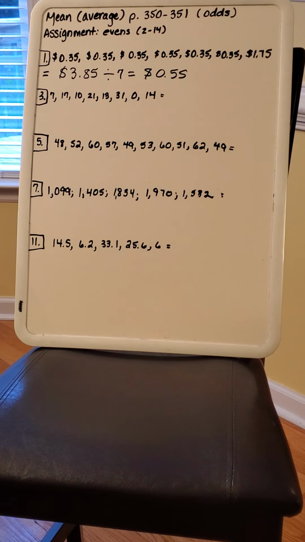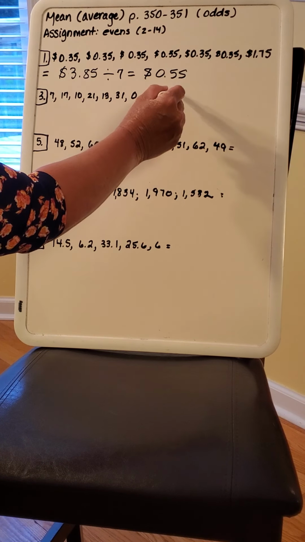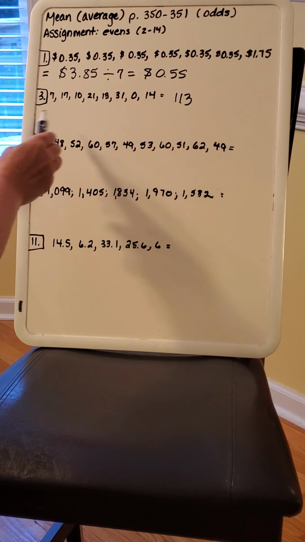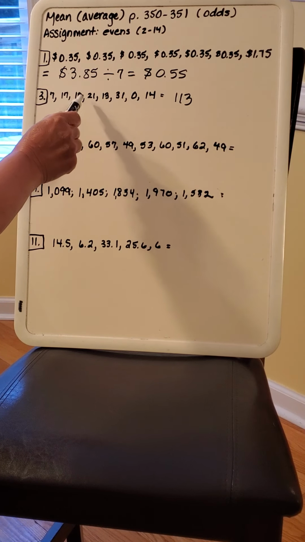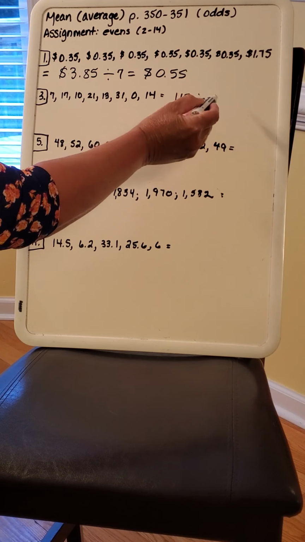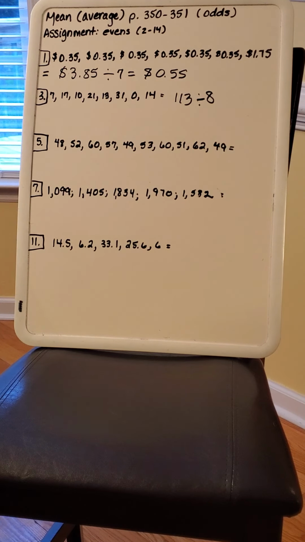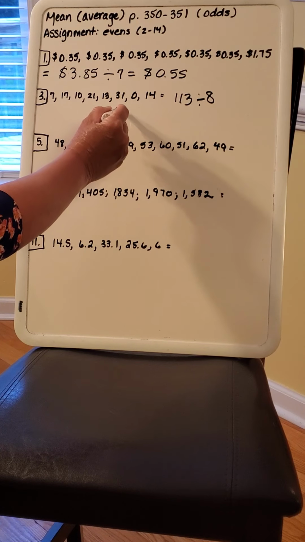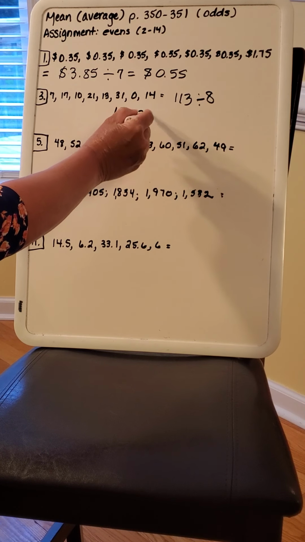Okay. Next we have, for number 3, points scored by a high school football team. So we're going to total these up and we will get 113. And there are 1, 2, 3, 4, 5, 6, 7, 8 different scores. So 113 divided by 8 is 14.125.